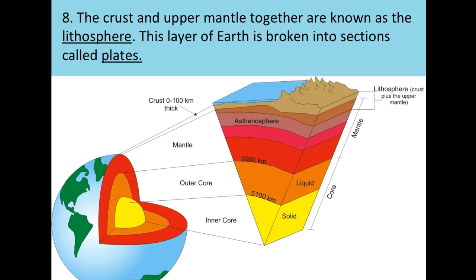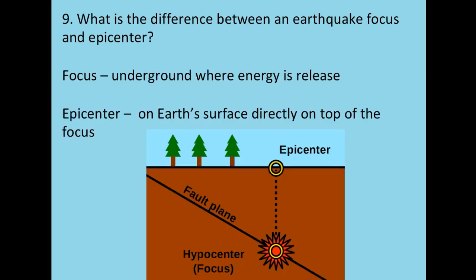Number 8, this is fill in the blank. The crust and upper mantle together are known as the lithosphere. Remember, your stem litho refers to rocks. This layer of earth is broken into sections that are called plates, and generally it's specifically called tectonic plates.